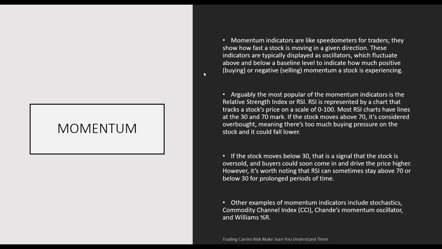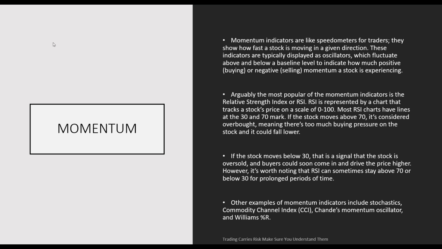These are called bounded oscillators because, no matter what happens, when you use their mathematical formula, they'll always come out between 0 and 100. And the range that's important would be above 70 and below 30. So we have things like stochastics, RSI, Chande's momentum indicator, CCI, the commodity channel index, and Williams %R.